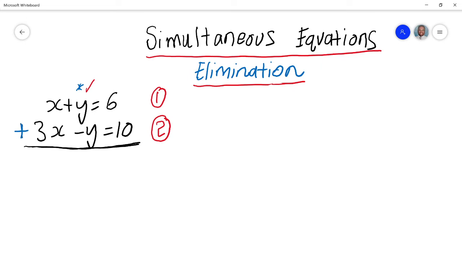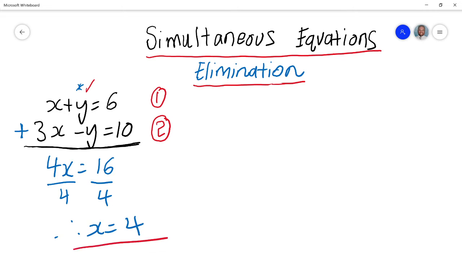So y plus minus y is 0. The beauty about it is you don't need to put a 0, because we know we've eliminated y. The reason why I'm putting a line here is to show you that I'm using the same operation, which is a plus. Just like we had y plus minus y, we're going to be doing x plus 3x, which is, basic algebra, 4x. And 6 plus 10 is going to be 16. So we have x plus 3x, which is 4x, and 6 plus 10 is equal to 16. We want to get x, so we divide by 4, and therefore x is equal to 4.